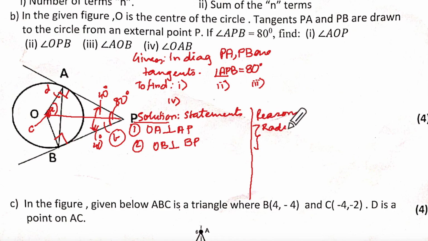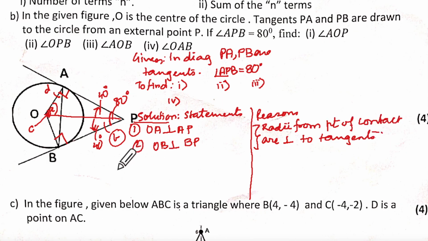And what you'll club this together and say? Radius or radii from point of contact are perpendicular to tangents. Agreeable to you? Agreeable to you, right? Yes.